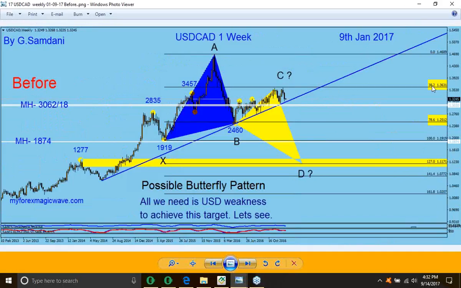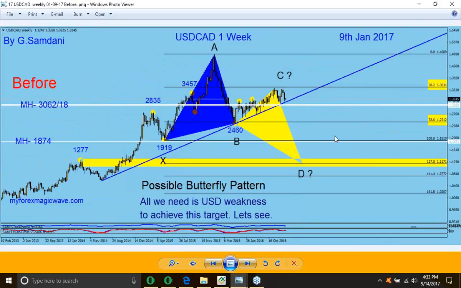A possible butterfly pattern, actually. So harmonic patterns, Elliott wave, this and that, all the knowledge that I have, I teach in my webinars. Now you can see this is my calculation, that it has touched 38%, and from there it's going to drop for point D to 127. It's a long drop. From 1.36, I'm saying that we're going to go to 1.11. Again, people say I'm crazy.